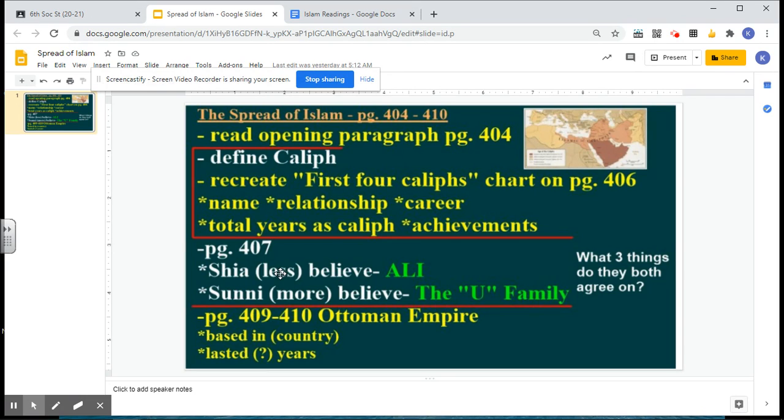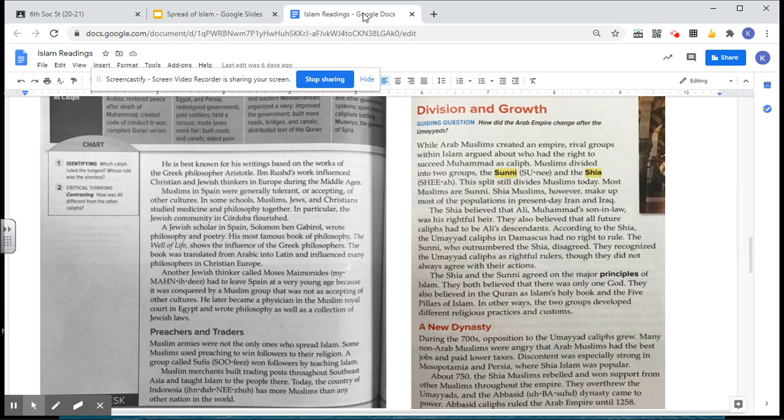Okay, but I said that it's very few people that actually believe that type of Muslim or that type of Islam. And then the bigger group, the Sunni, which it says down here, the Sunni who outnumbered the Shia disagree.